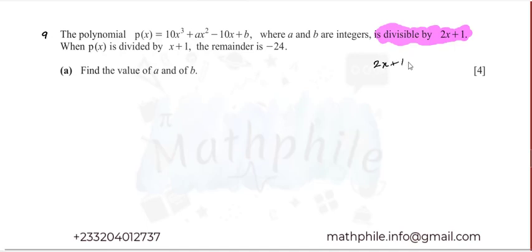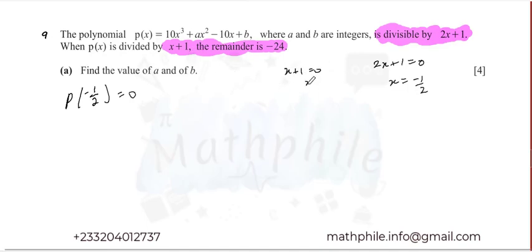So I first equate 2x plus 1 to 0, and I solve for x, where x is going to be -1/2. So this gives you p of -1/2 should be equal to 0, since this is a factor. Then the next statement I see would be the remainder statement. x plus 1 gives a remainder of -24. So again, I equate x plus 1 to 0, then I solve for x equals negative 1. So the statement for that one would be p of negative 1 is equal to negative 24.